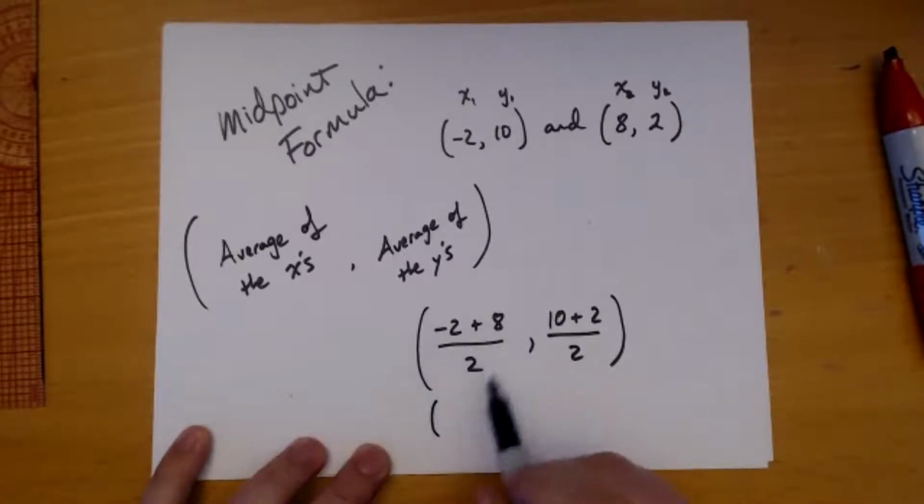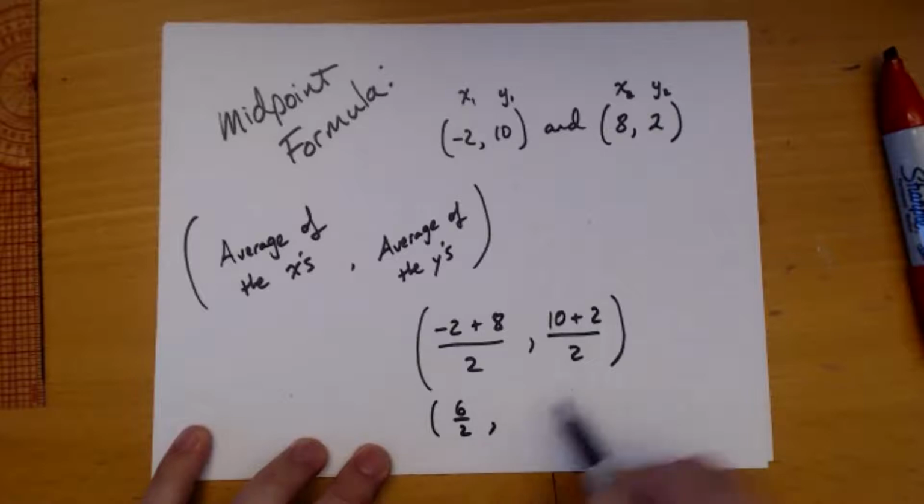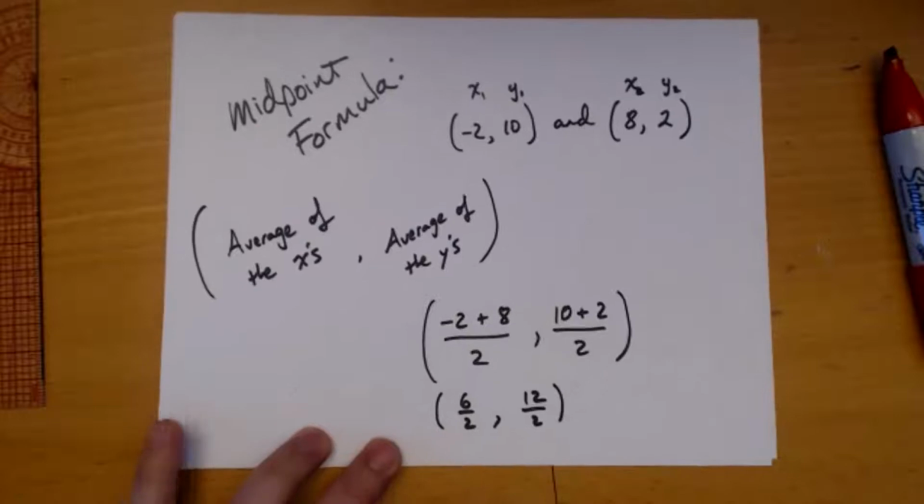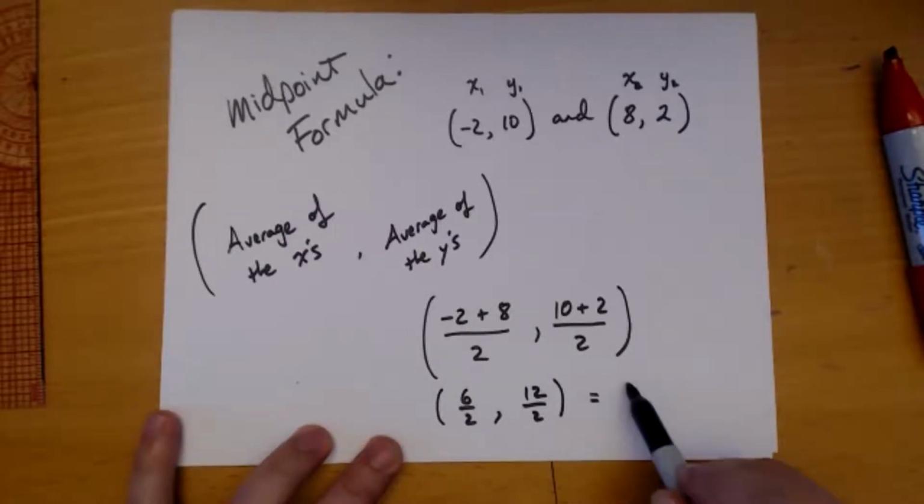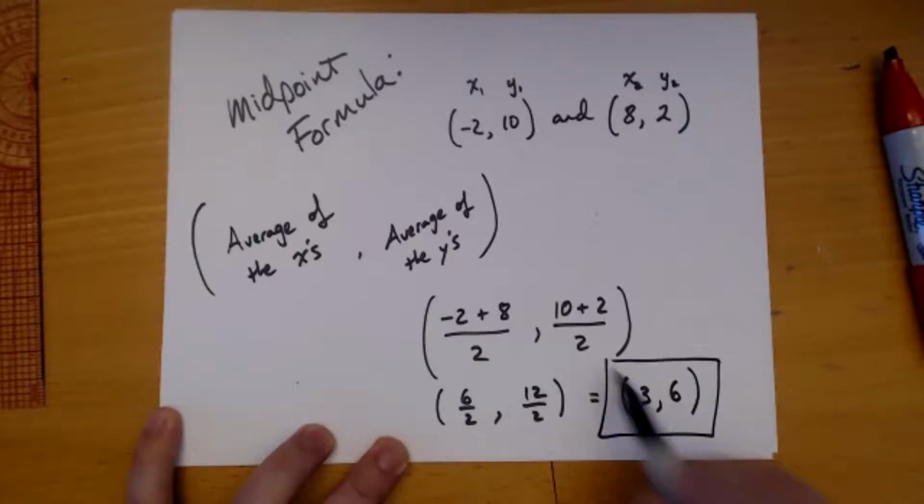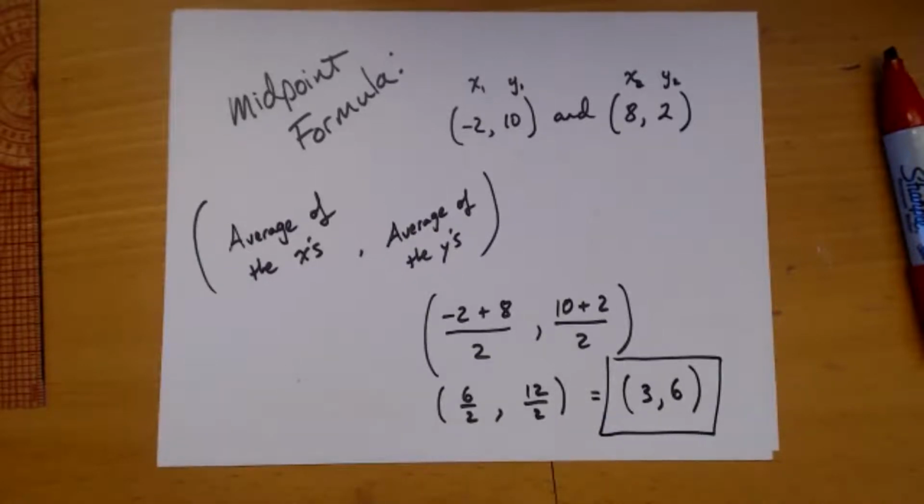So -2 and 8 make 6. 10 and 2 make 12. Then we simplify it. 6 divided by 2 is 3, and 12 divided by 2 is 6. And that is your midpoint. That's why we were talking about averages this morning, because all that we do with midpoint is the average. You average the X's and you average the Y's. I'll wait for everyone to copy this down, and then we're going to do some more examples.